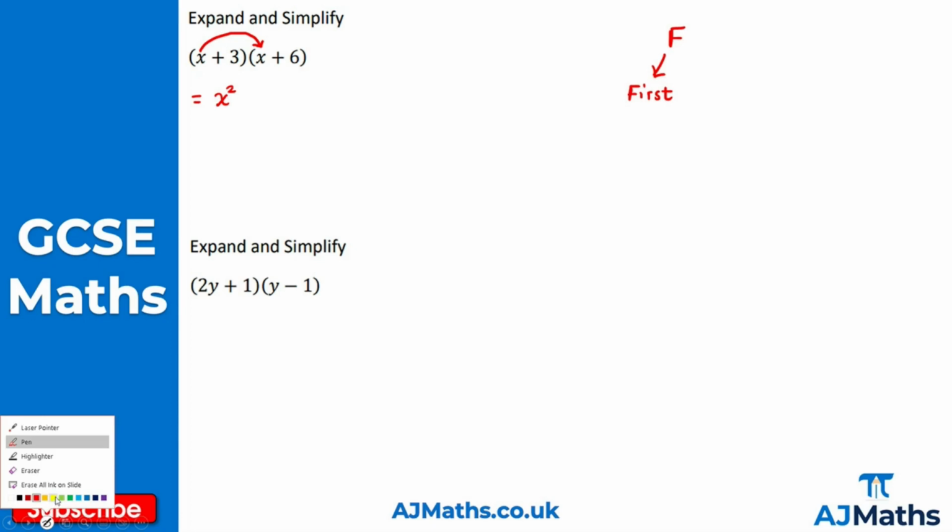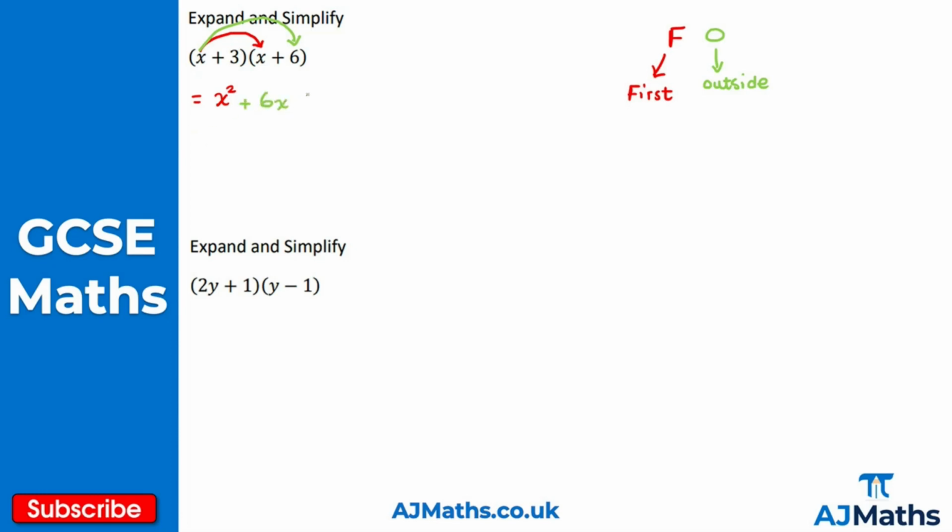So let's change pen colour here. Let's have a look in this green one. So the next letter is O, and this tells us we multiply the outside terms together. So outside. In that case, this is going to be the two furthest away. So it's going to be this x here and the 6. In this case, this is positive 6. So what's x times by 6? In that case, we get 6 lots of x. So we're going to get plus 6x. Okay, so that's the O done.